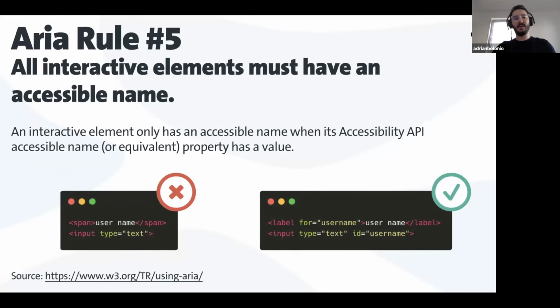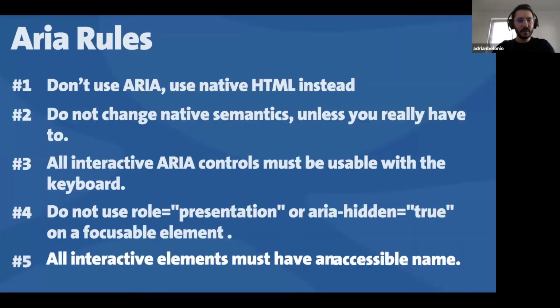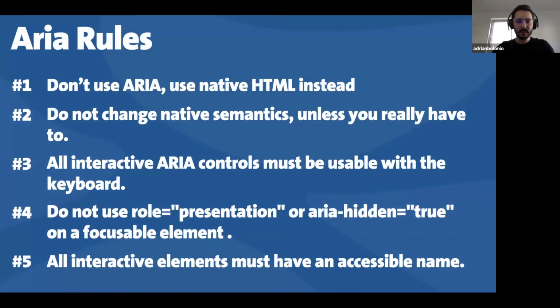And the fifth rule is all interactive elements must have an accessible name. In the first example, we have an input, which is a typed text, but it's completely inaccessible. We don't know what that input is. So in the second one, we are attaching a label via the ID of the input. Now the input has a context, which is going to be the username. So please have this in mind when you develop your forms or any other interactive element like buttons or links. So those are the 5 ARIA rules that you need to know when using these ARIA attributes.